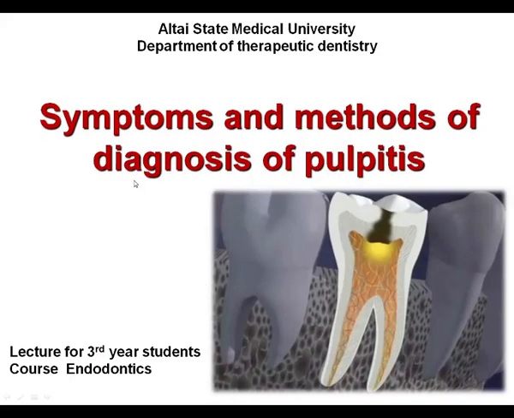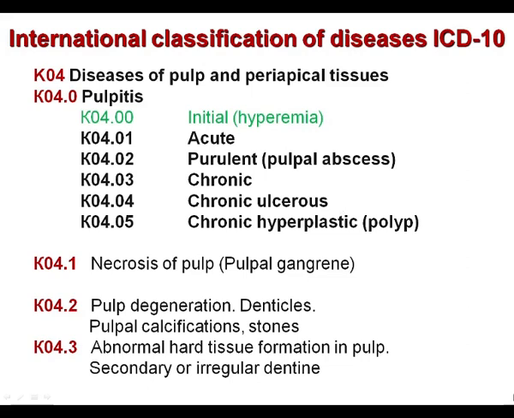Topic of lecture: symptoms and methods of diagnosis of pulpitis. First, about classification. There are two classifications of pulpitis. The first one is the International Classification of Diseases, ICD, and according to this classification, all forms of diseases of pulp and periapical tissue have code K04. Pulpitis, all forms, has code K04.0, and there are some other codes for each form of pulpitis.